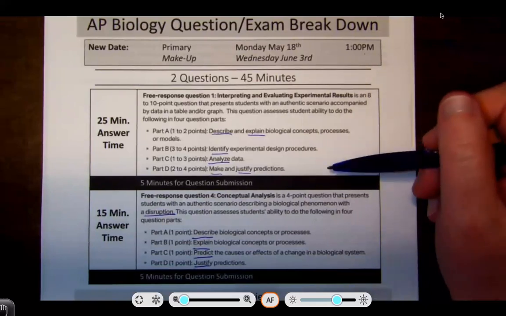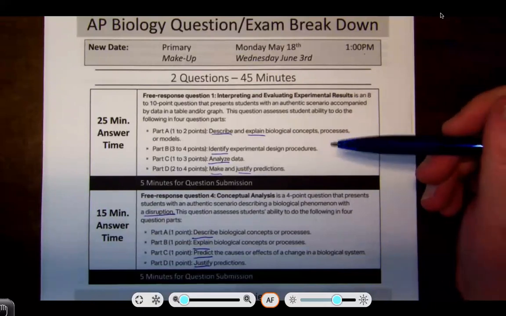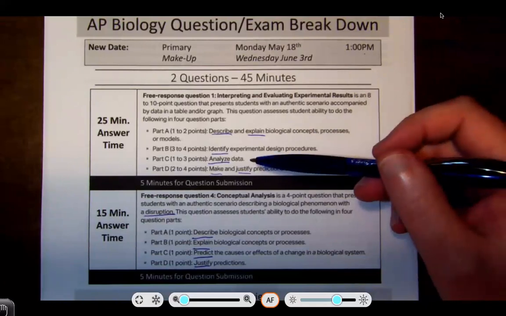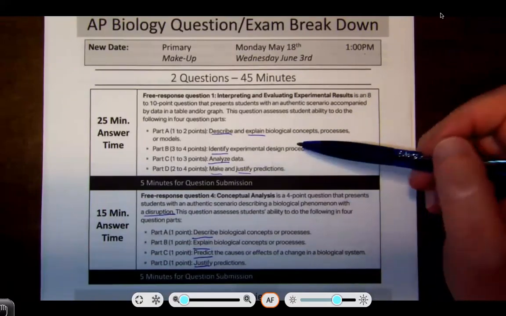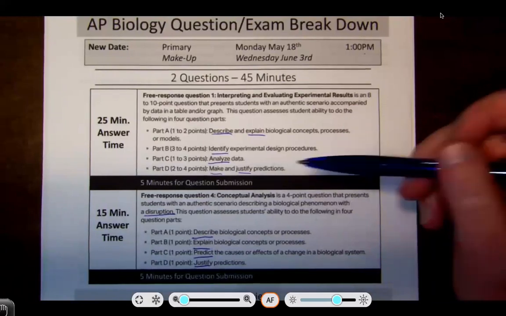Part B is going to ask you to identify an experimental design procedure. So it's going to ask you, hey, what's the independent or dependent variable? What's a control? Something like that. It might also ask you to define part of that. Like, what does it mean to be a control versus what does it mean to be a constant?